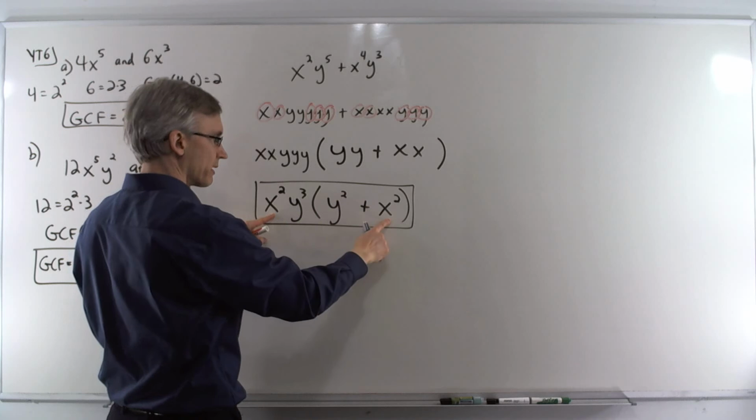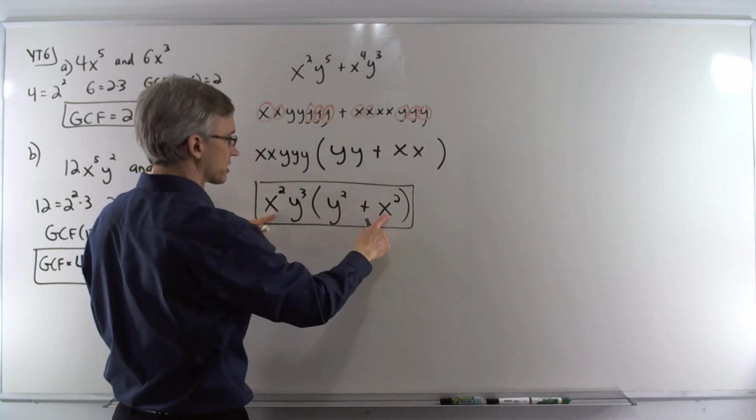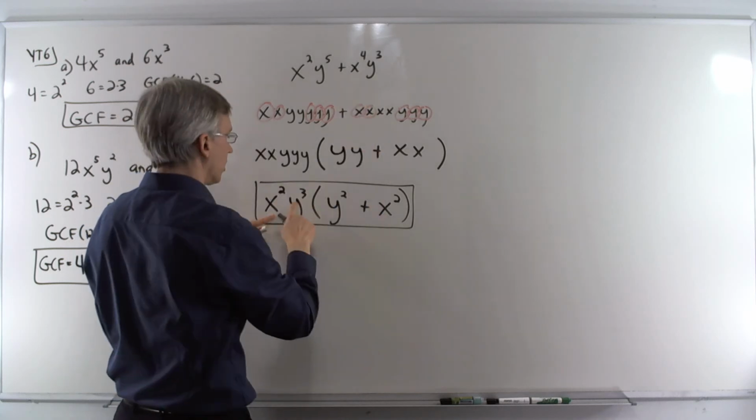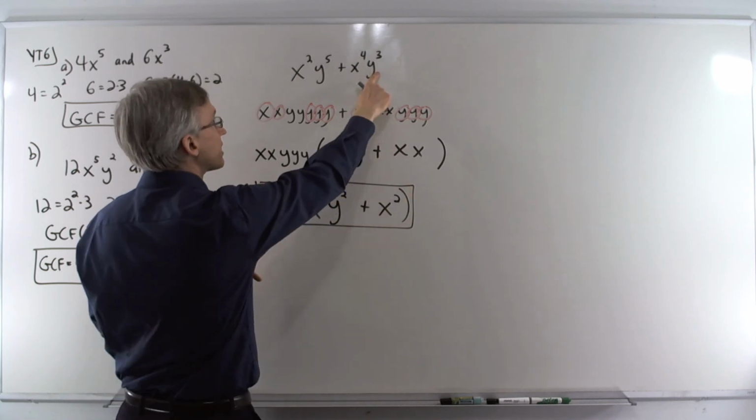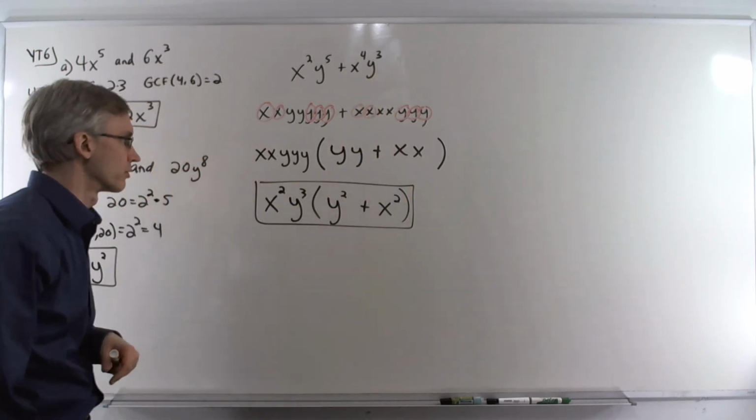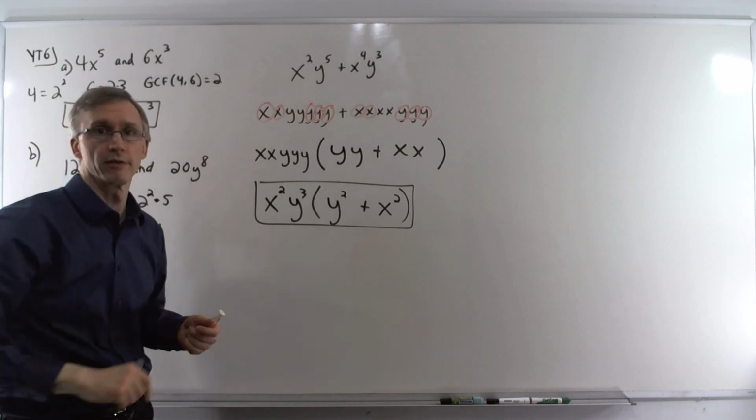All right, now I'll multiply this by the second term. X squared times x squared is x to the fourth. Y to the third, nothing to combine that with, so that stays y to the third. So when we distribute, we get what we started with.